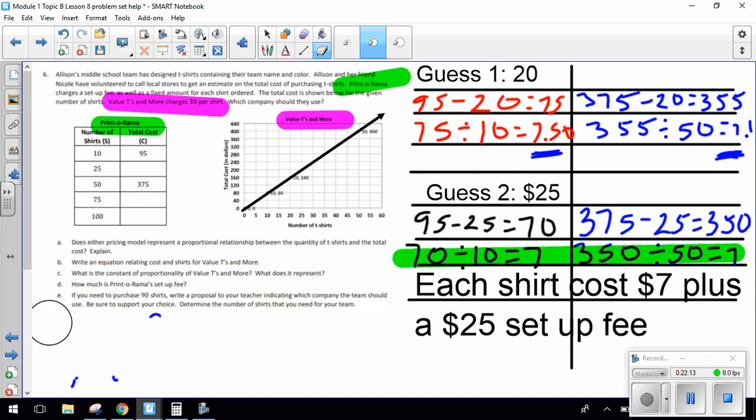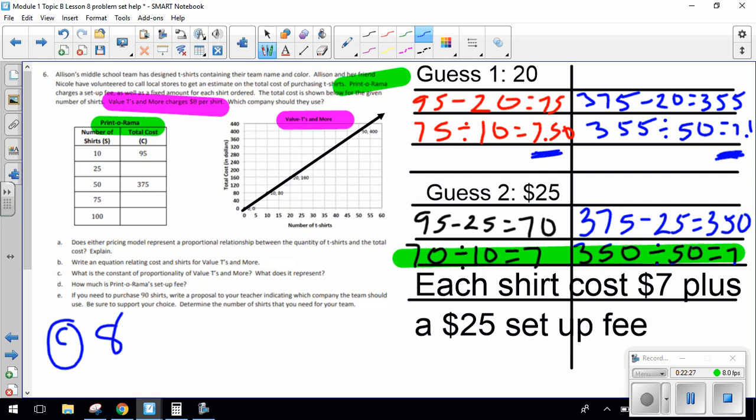Letter C is asking what is the constant of proportionality for Value T and More. Well, the constant is asking us what's the unit rate. Well, we know it's $8 a shirt, so my answer is 8. Letter D, what is the Print-O-Rama setup fee? Well, we figured that out over here. We're going to the other shop now. So the answer there is 25.